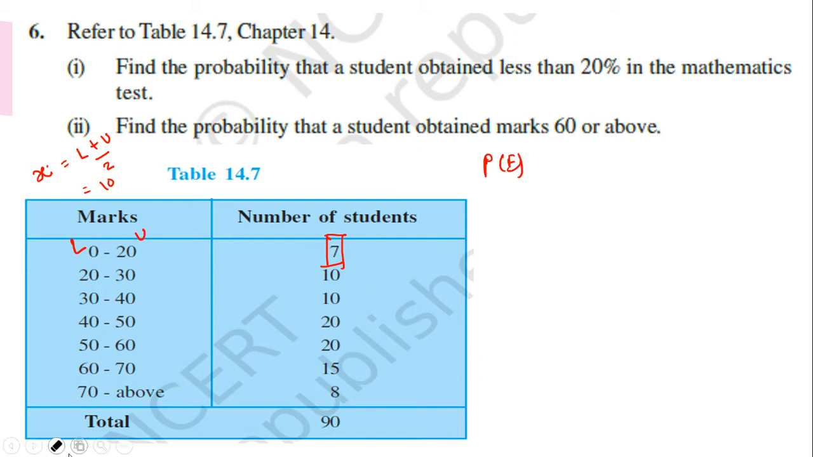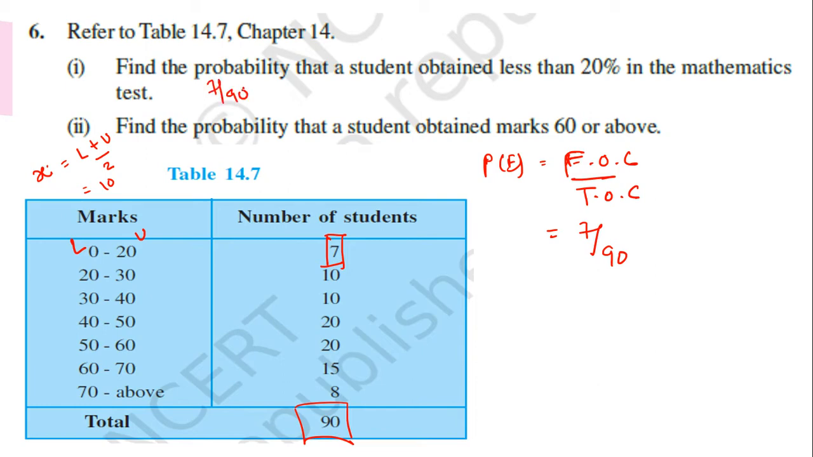P of E is equal to favorable outcome upon total outcome. Actually, you don't have to write it like this; you have to write the full statement: favorable outcome upon total outcome. Then favorable outcomes are how many here? 7. Total outcomes are, as they have mentioned, 90. So 7 by 90, that is your first answer.